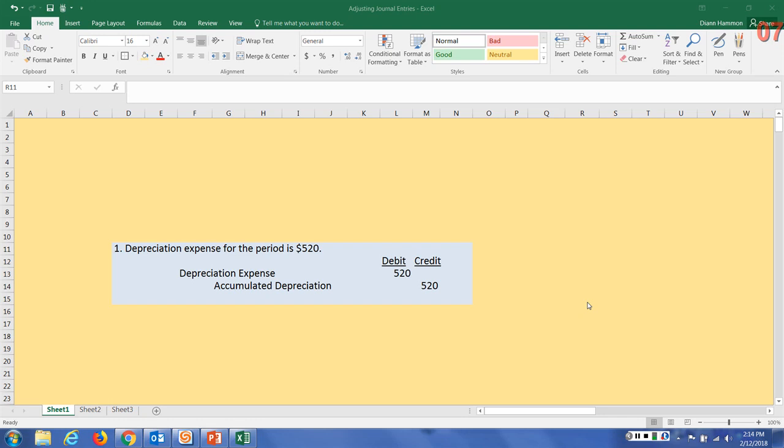Land, remember, is never depreciated, so you will not have one for land. So just to make this entry, depreciation expense, you're given the amount, you record depreciation expense and accumulated depreciation. Remember, the debit section always goes first.